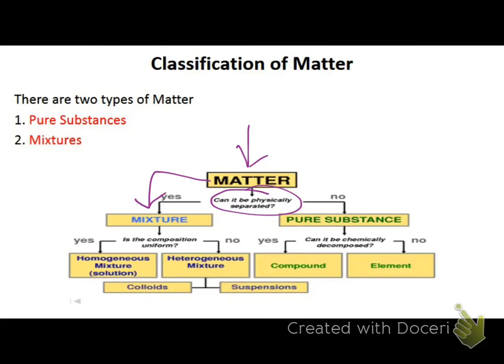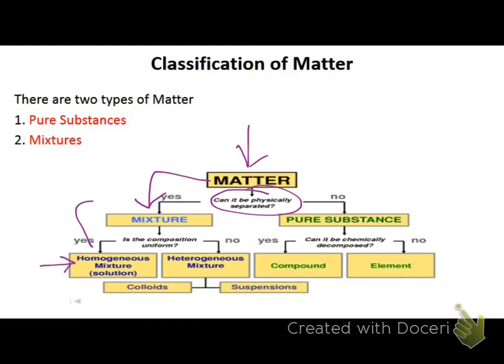And then we have to ask ourselves, is the mixture uniform in composition? Meaning, does it look the same throughout? I can't visibly distinguish its parts. For instance, the salt water we just talked about. If I got a glass of water and I put salt in it, and I stirred it up and dissolved it, would it look the same throughout? Yes, so it'd be uniform in composition. So then we would say, okay, it is a homogeneous mixture, which we will also call a solution. So anytime I say something's a solution, it's also a homogeneous mixture. It means the same thing.